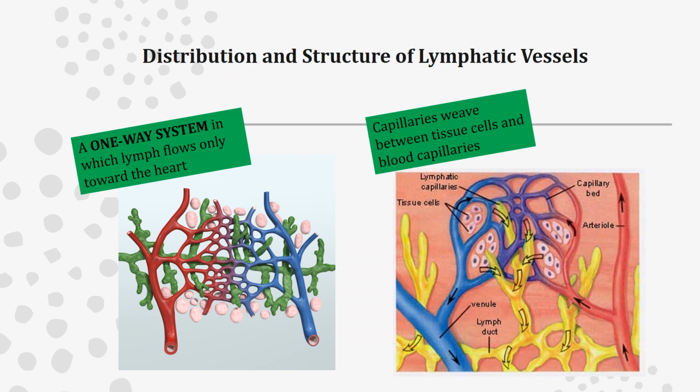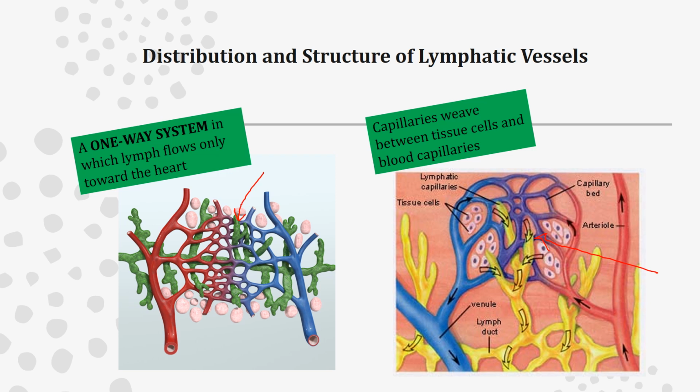So as you know, the lymphatic vessel is a one-way system in which lymph has to flow only towards the heart, and it begins with all these blind-ended microscopic lymphatic capillaries that are weaving their way between all the capillary beds and also your body tissues. The capillaries are so widespread, however you won't find them in your bones or your central nervous system, but everywhere else in your body they're quite elaborately spread.